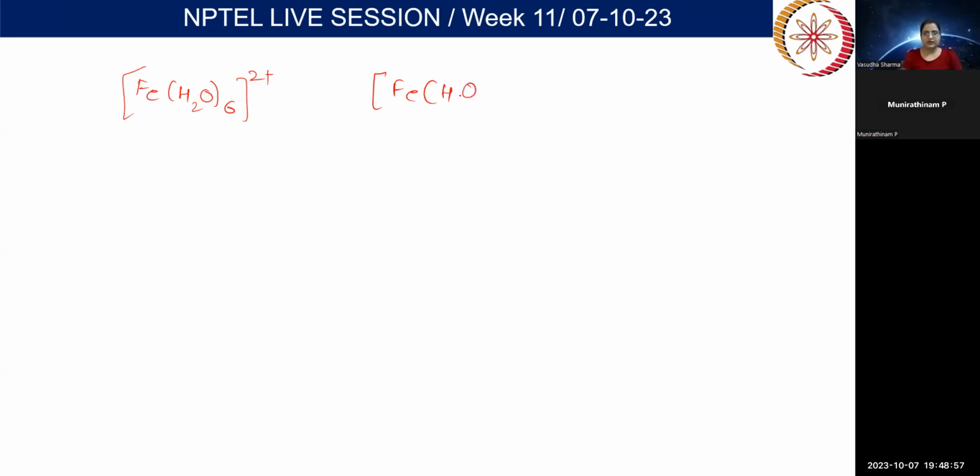So if we have [Fe(H2O)5(OH)]2+, in this particular case we saw that the lattice contribution is existing and the valence contribution is existing. Here the lattice contribution is not there. Here the lattice contribution is there, the valence is not there.